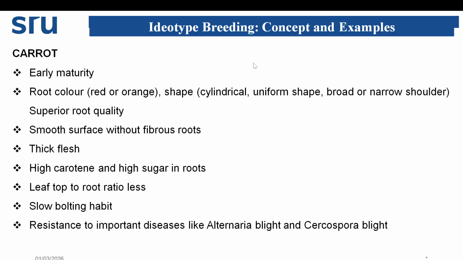So, in carrot, early maturity is preferred. Root color, red or orange. Shape, cylindrical, uniform shape, broad or narrow shoulder, and superior root quality. Smooth surface without fibrous roots. Thick flesh. High keratin and high sugar in roots. Leaf top to root ratio should be less. Slow bolting habit, and it should be resistant to important diseases like Alternaria blight and Cercospora blight. These are some characteristics for carrot.